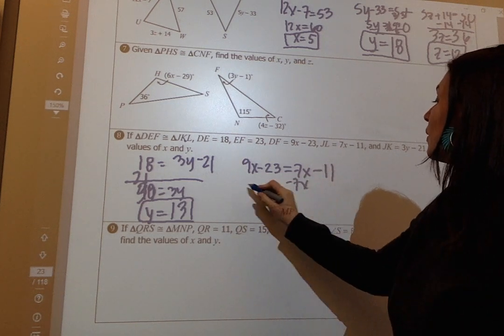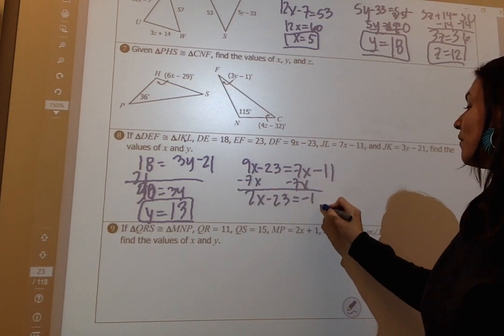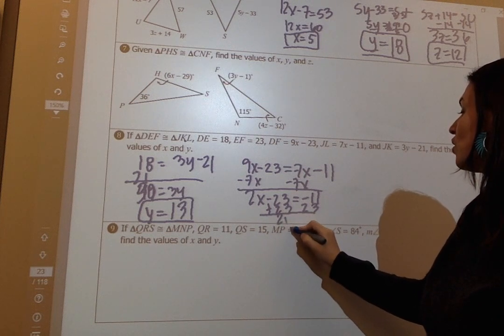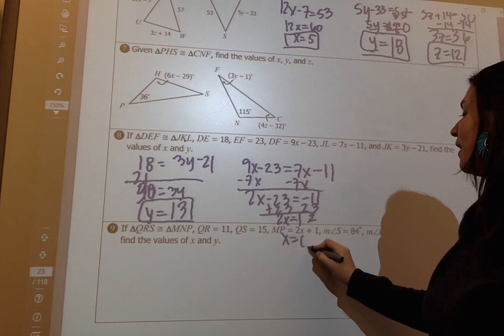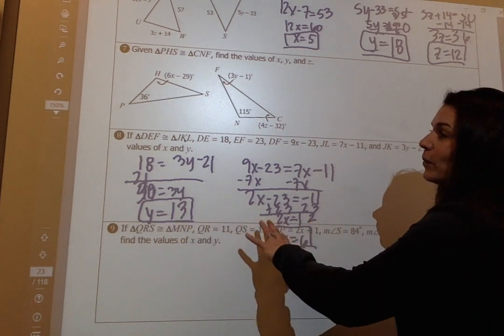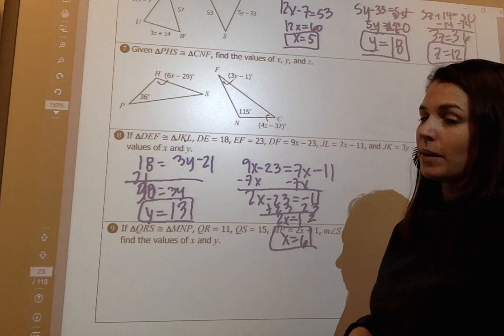All right, so when I look over here, and I set this guy up, I'm going to subtract 7x from both sides. I get 2x minus 23 equals negative 11. I add 23 to both sides, and I get 2x equals 12, and then x equals 6. I think that's right. Yes, that should be right. So that's what I'm doing on these guys. If you have questions or we're not getting the same thing, let me know. Good luck.